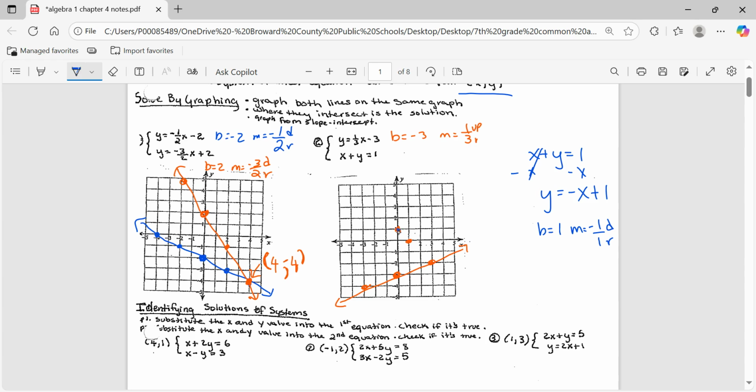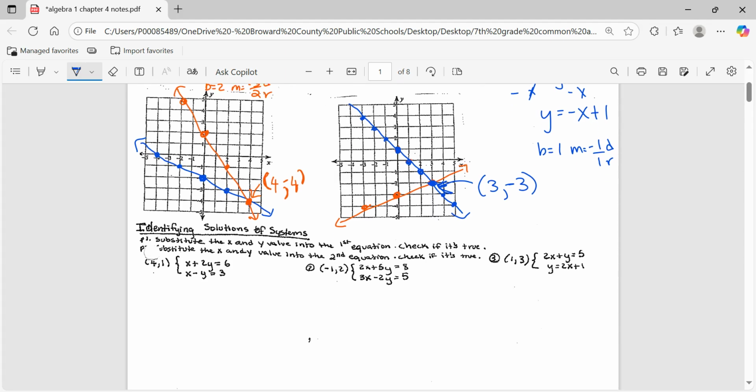So again, here I would still start at 1. Then I would go down and right, down and right, down and right. Hopefully we already see that point where they intersect. If I can't go down and right, I go up and left. The solution to this system is right here, that point where they intersect. It comes with an x, which is at 3, and the y, which is at negative 3. That is the solution to the system.